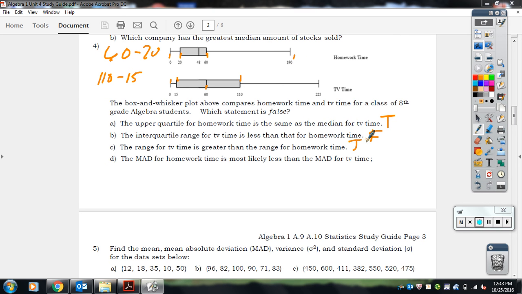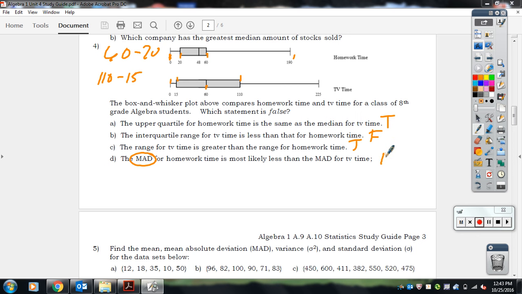And D, the mean absolute deviation for homework time is most likely less than the mean absolute deviation for TV time. Mean absolute deviation, as you know, is how the data is spread out. So you're saying the data is more spread out for homework? Certainly not, because you can see it's a tighter bunch. This starts at 0, goes up to 190. This starts at 0, goes to 223. This is bigger. This is tighter. So everything about TV time is larger, so the mean absolute deviation is going to be larger for TV time.